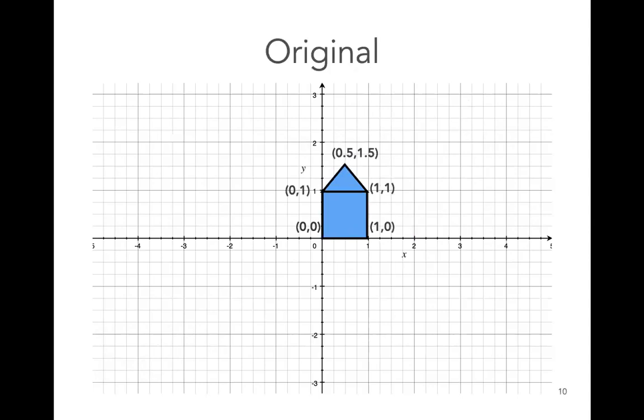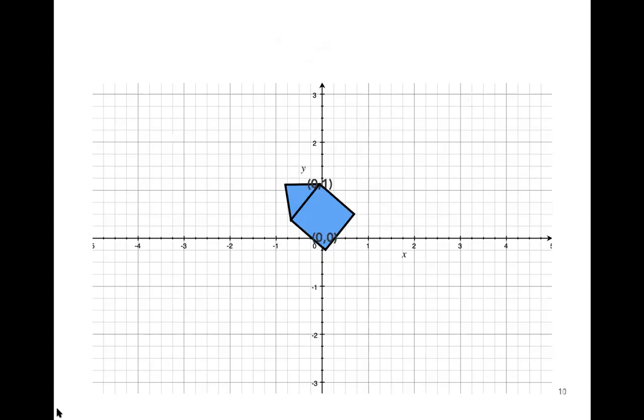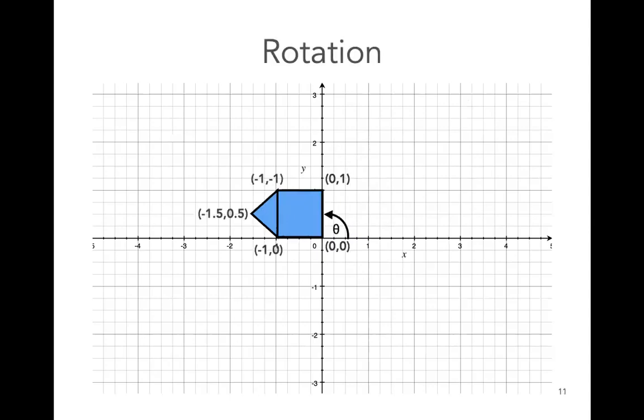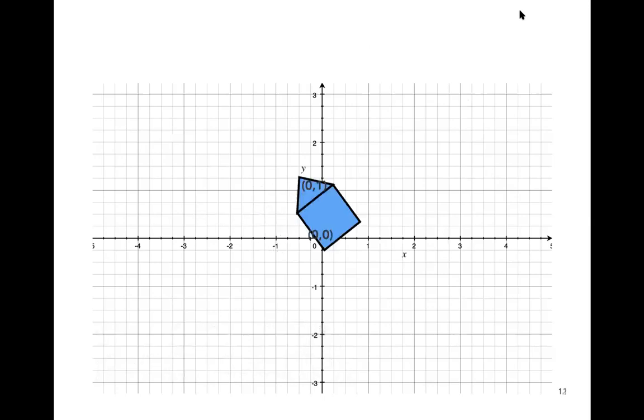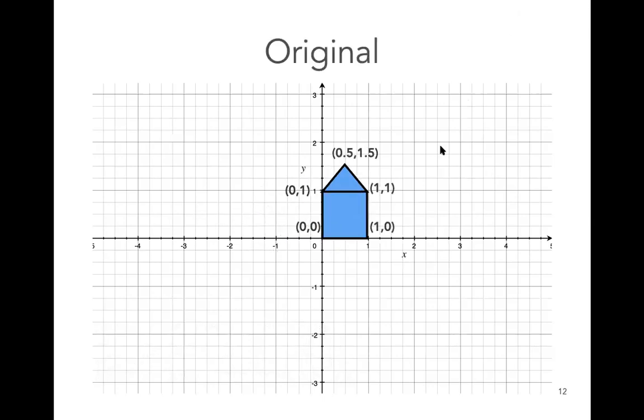Okay, let's go back to our house. What other transformations might we want to do? Rotation. So we can rotate our house onto its side. And here, the equation that we'll use is, I don't know, not immediately obvious. But it involves a cosine and sine.